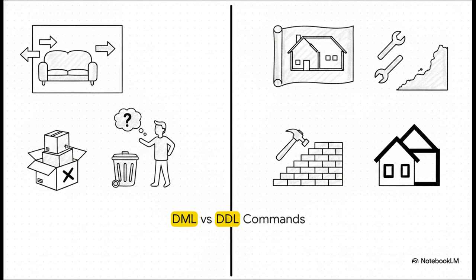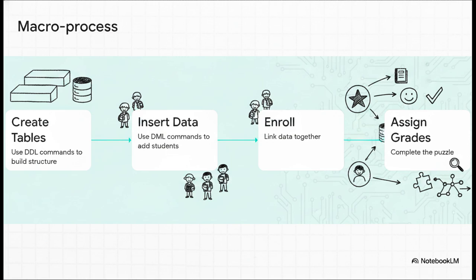Then on the other side, we have data manipulation language, DML. These are commands like select, insert, update, and delete. So if DDL builds the house, DML is how you move the furniture in, rearrange it, or eventually throw it out. So, applying those tools directly to our student records project, our macro process looks a bit like this.